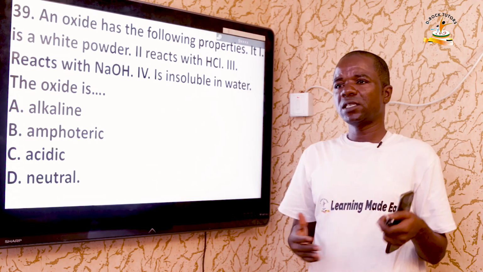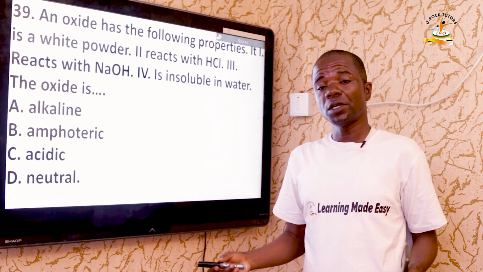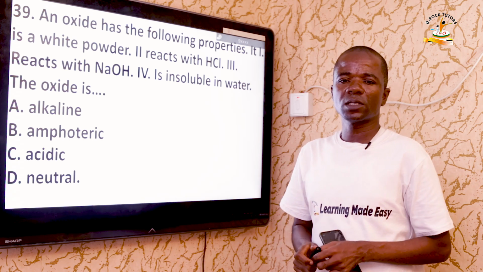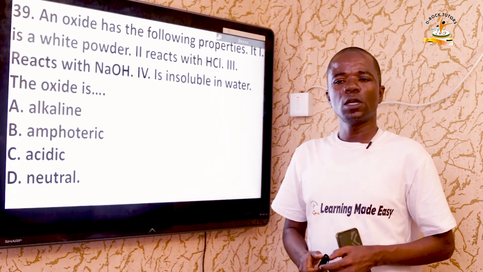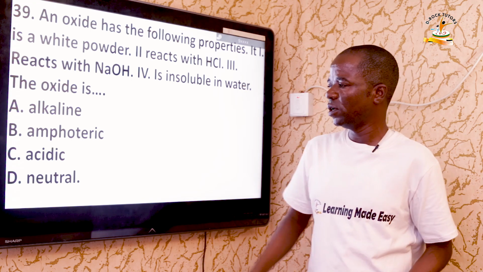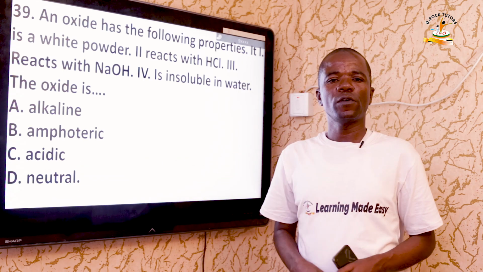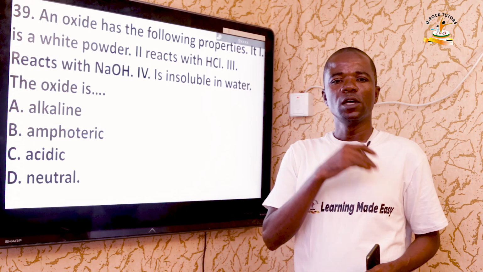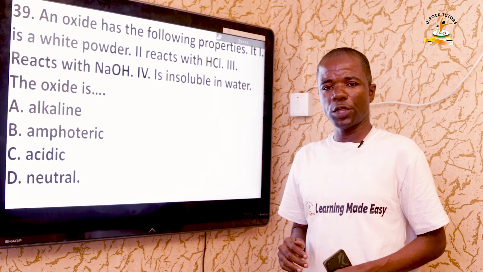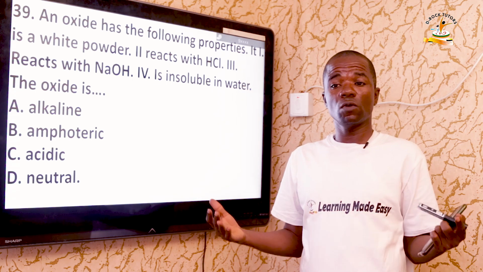Don't forget, there are several examples of amphoteric oxide. Lead oxide is amphoteric oxide. Zinc oxide is amphoteric oxide. Beryllium oxide is amphoteric oxide. Aluminum oxide is amphoteric oxide, and so on and so forth. So if I think about acidic oxide, there are several examples of acidic oxide. Carbon 4 oxide, CO2, is an acidic oxide. Sulfur 4 oxide, SO2, is an acidic oxide. Sulfur 6 oxide, SO3, is an acidic oxide. Nitrogen 4 oxide, NO2, is an acidic oxide, and so on and so forth.